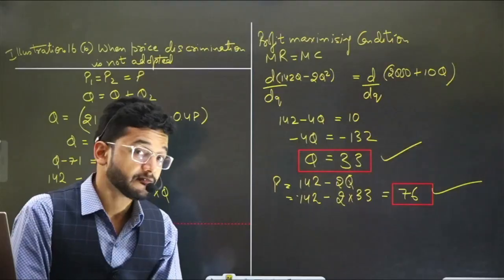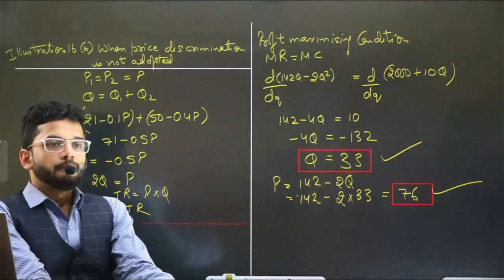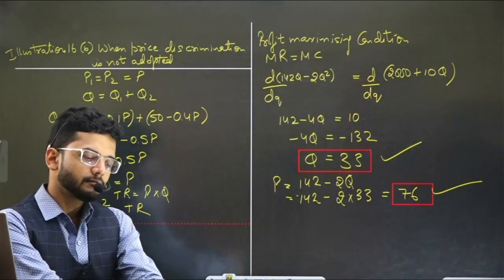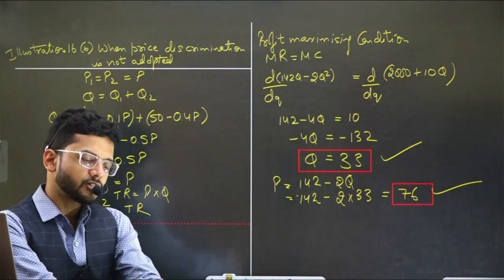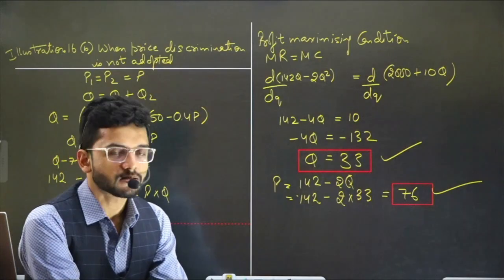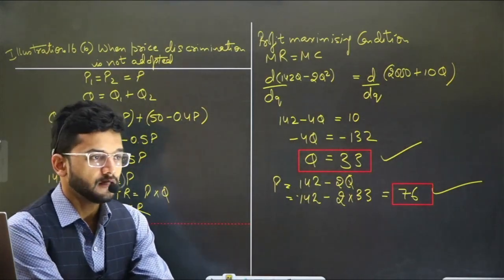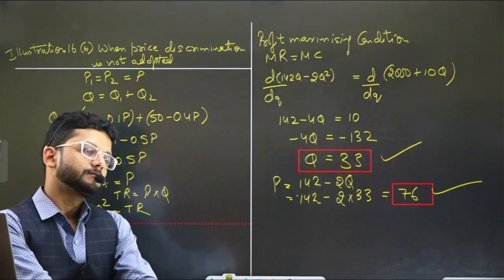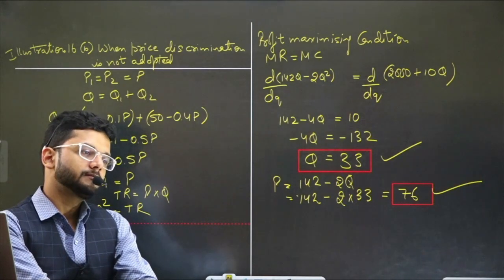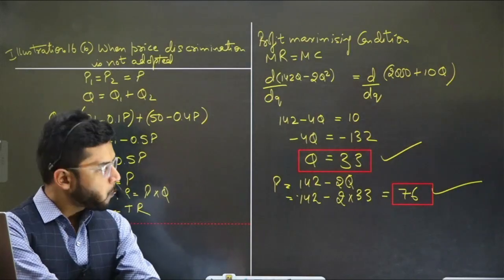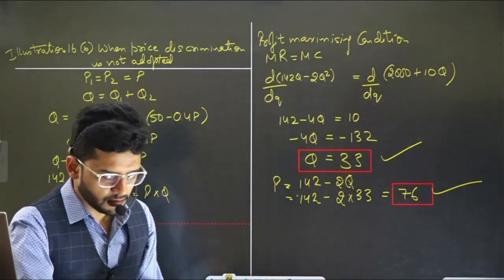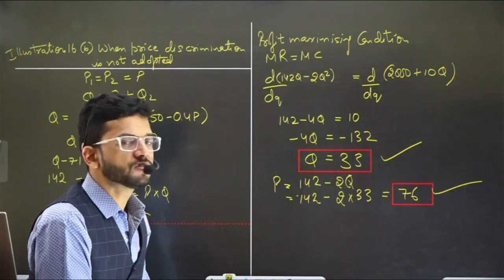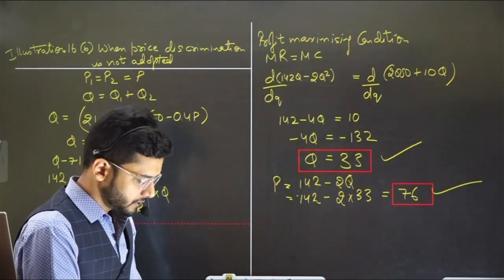in case where price discrimination is not adopted. Okay, so this is the profit maximizing output and price. Price discrimination is not adopted in this particular case.